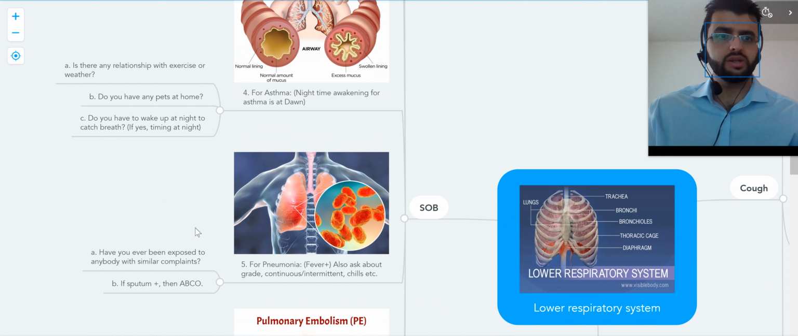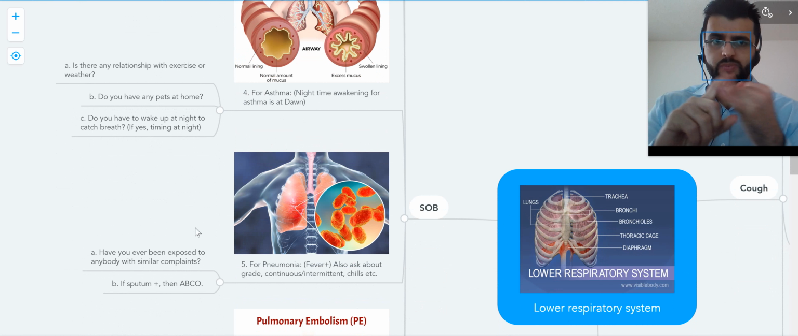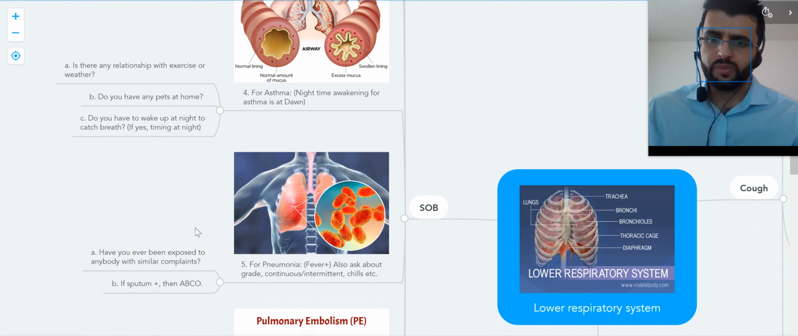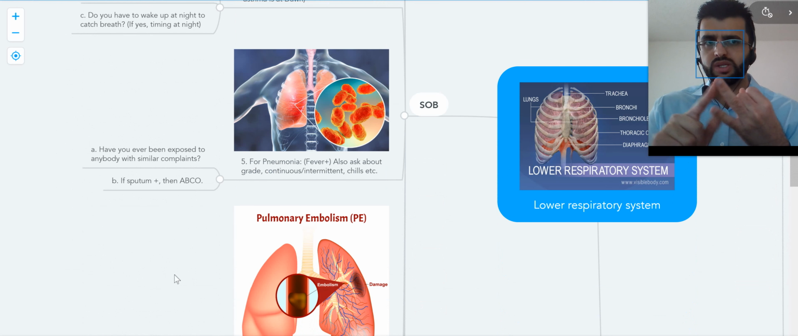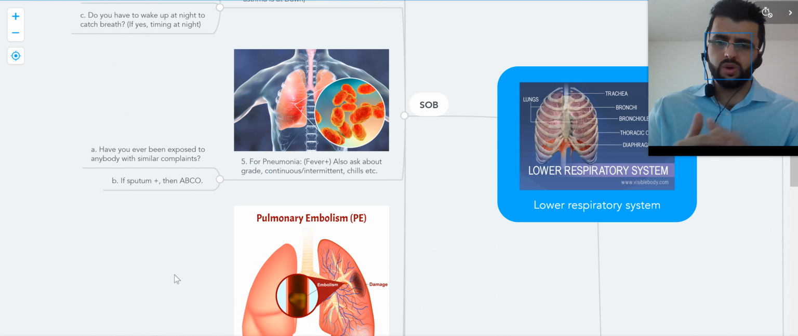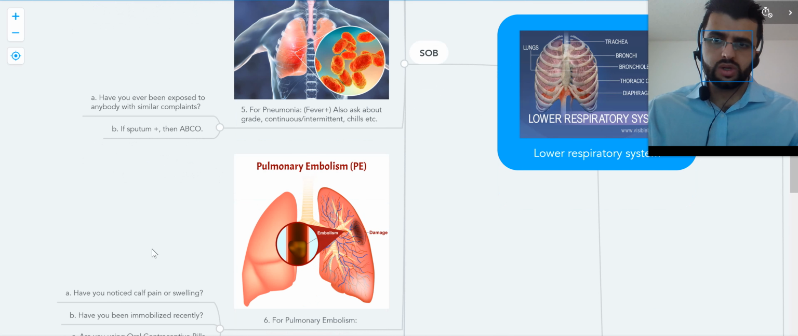Asthma, you ask any relationship to exercise, that's number one. Pets at home, do you wake up at night to catch a breath? Okay, catch a breath. For pneumonia, any sick contacts and phlegm. If there is any phlegm, well then we do ABCO, okay, which is amount, blood, and odor, and productive or not.